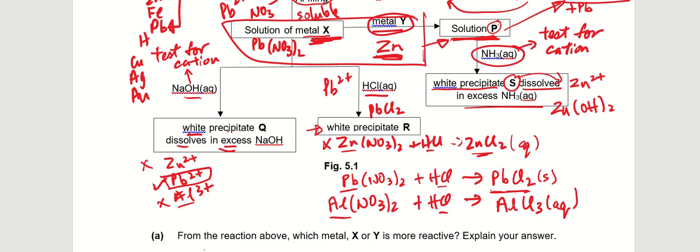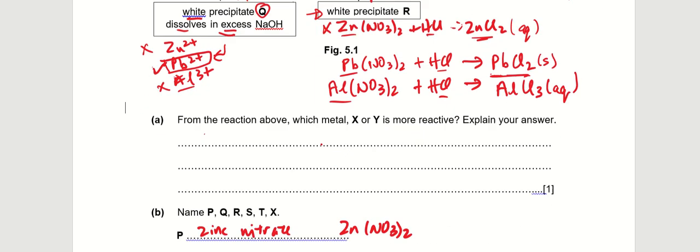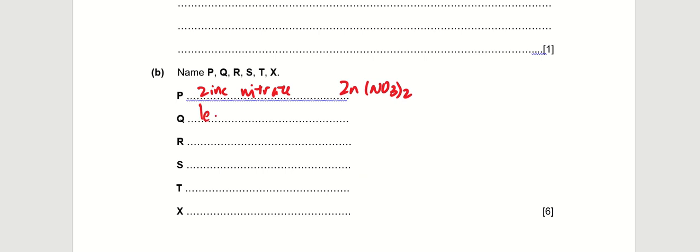Let's see, what is Q? Q here is a white precipitate. Now we got Q, the white precipitate, by adding sodium hydroxide to Pb2+ ions. Therefore, this precipitate must be the hydroxide. So Q is lead 2 hydroxide. So let's write this down. Lead 2, remember to write the 2 there, hydroxide. Formula Pb(OH)2.